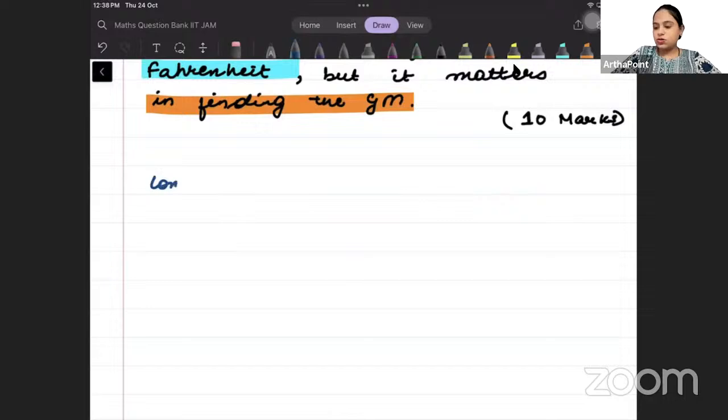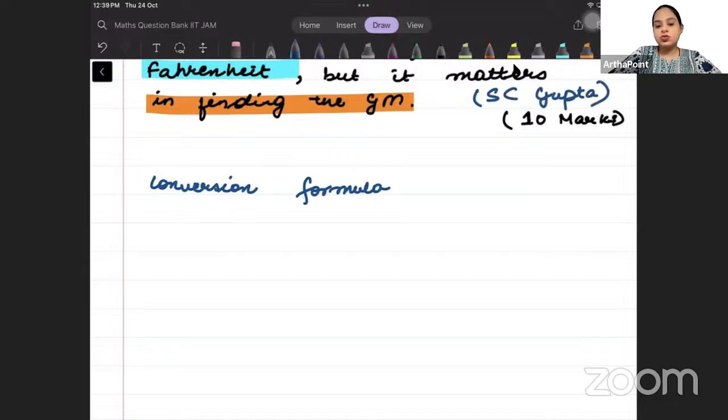So, the conversion formula. This is actually a question from the book of S.C. Gupta, of statistics, in mean, median, mode. This question is a known question. So we know that the conversion formula is Fahrenheit is equal to 9 by 5 centigrade plus 32 degrees.